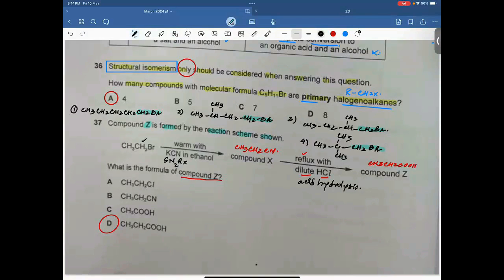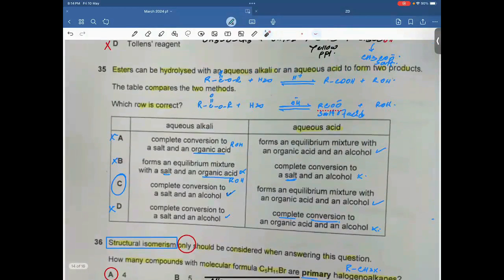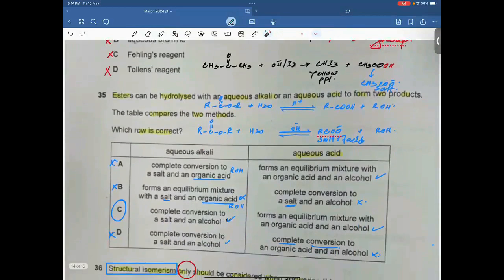Whenever we have a nitrile functional group in the molecule and it undergoes acid hydrolysis, it will turn to COOH, and the rest of the molecule will remain the same. That's an easy question, guys. I was expecting very difficult questions in the Feb March paper.